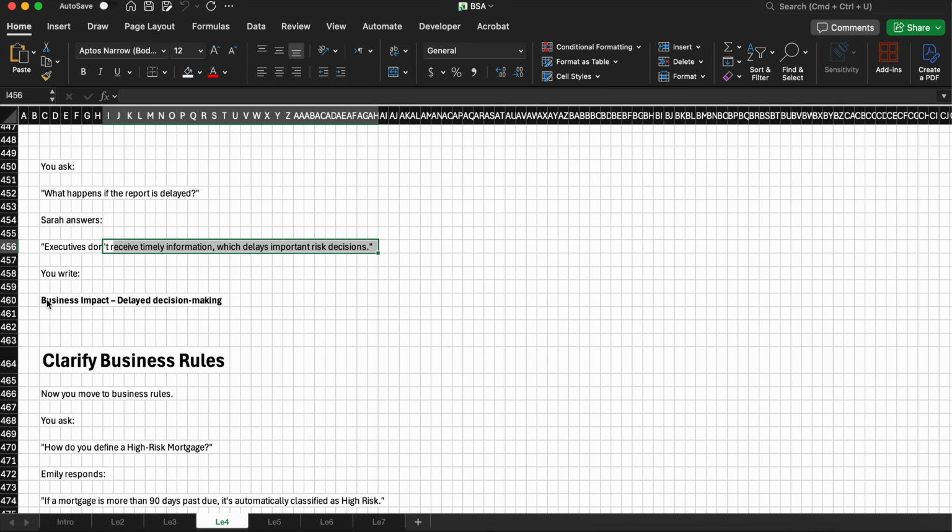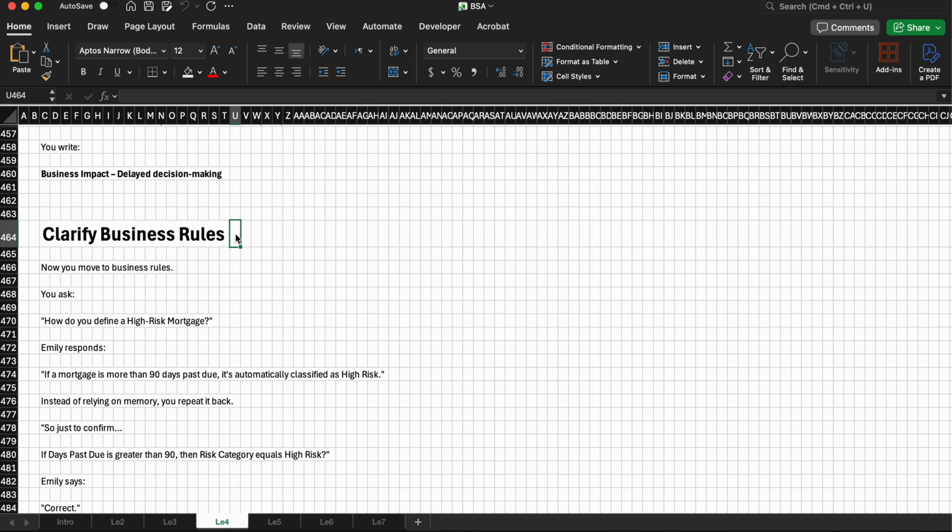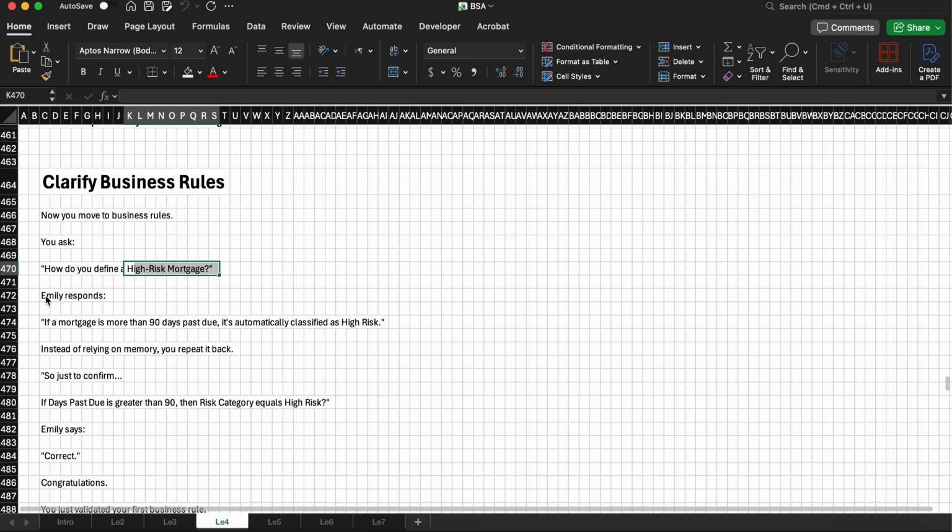So next one, the pain point is business impact, delay in decision making. So clarify business rules. You are asking what type of rules you apply after you get the data, right? Let's understand. You ask, how do you define a high risk mortgage? How do you consider a mortgage is high risk? Risk analyst Emily says if a mortgage is more than 90 days past due, it's automatically classified as high risk. So they are analyzing delinquent files.